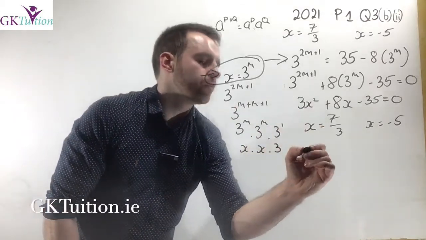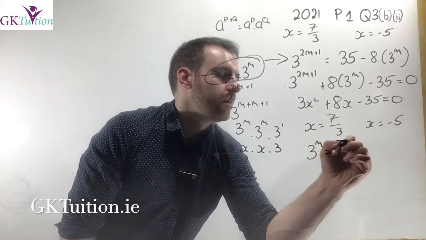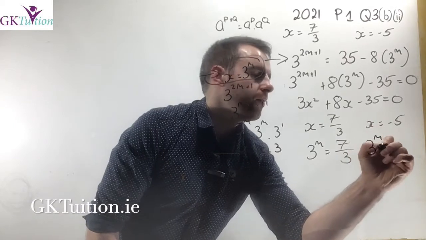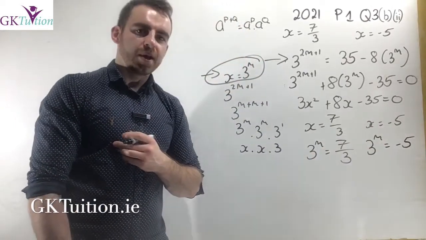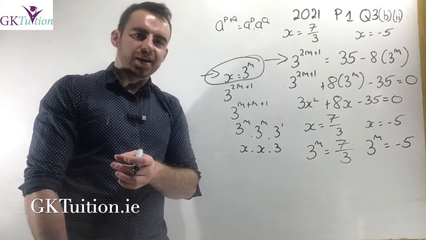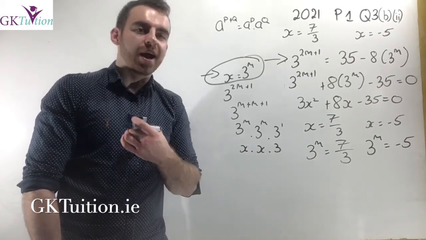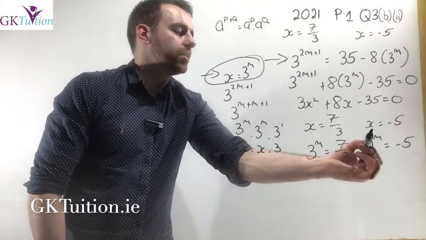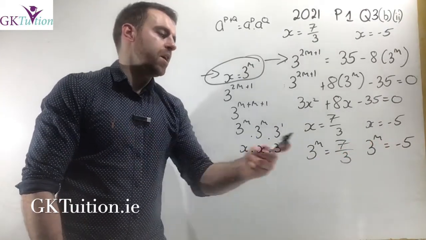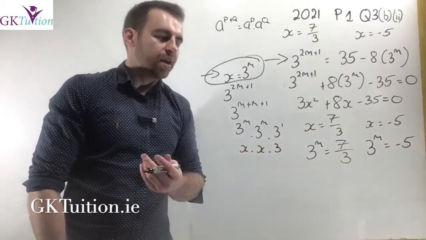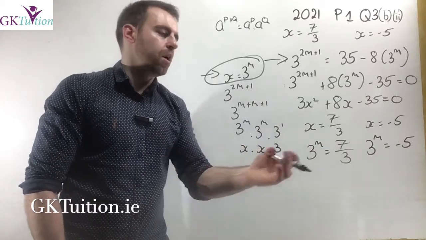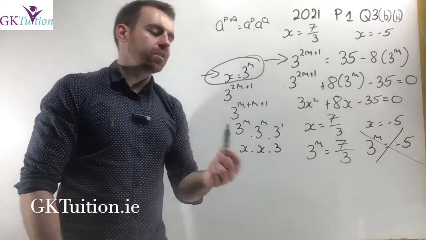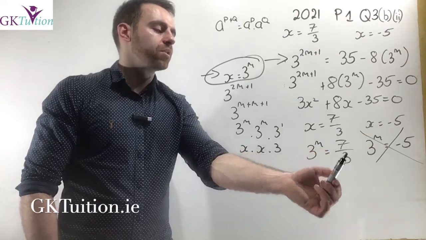If x equals 7 over 3, that means that 3 to the power of m must be equal to 7 over 3. If x is equal to minus 5, that means that 3 to the power of m must be equal to minus 5. At this point, you should recognize that the question asks to give your answer. It doesn't ask to give your answers. So there's not two answers. We have to eliminate one of these. It's impossible for 3 to the power of m to give me something negative. If this was 3 to the power of minus a million, it's just a really, really small positive number. But I'll never have 3 to the power of m giving me something negative. So this doesn't make sense. And I'm going to simply get one answer from 3 to the power of m equals 7 over 3.